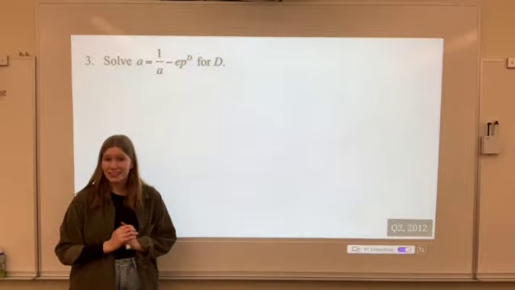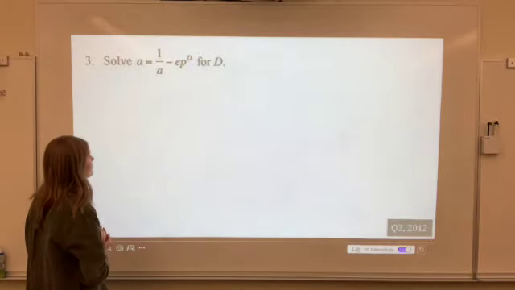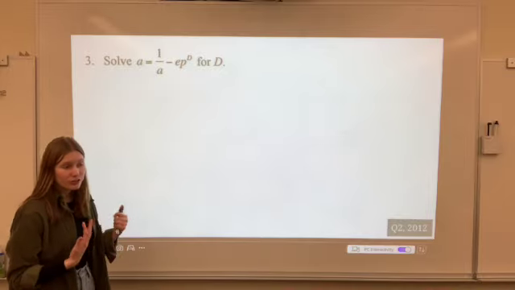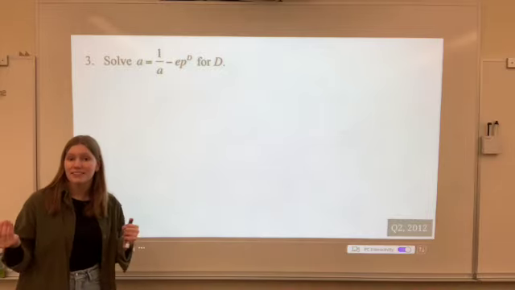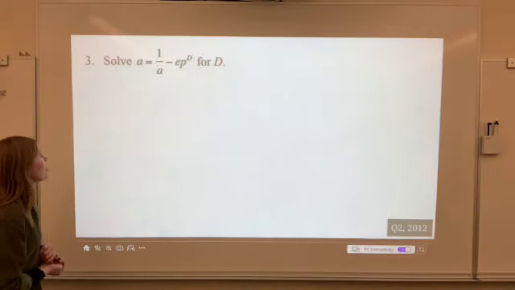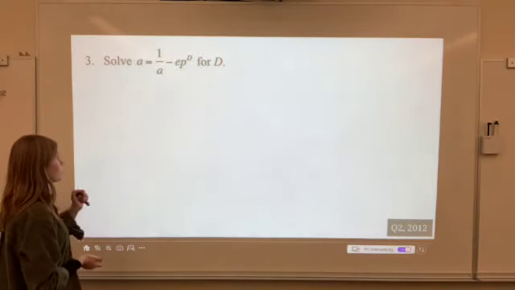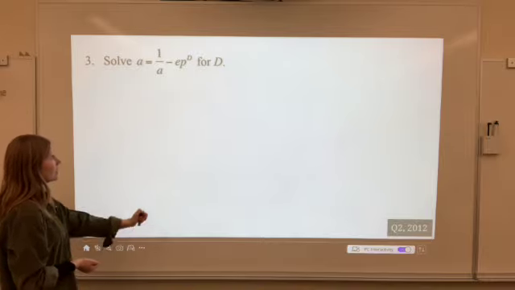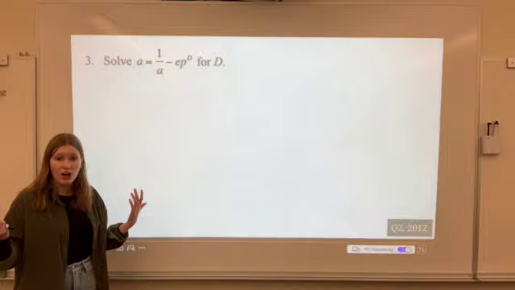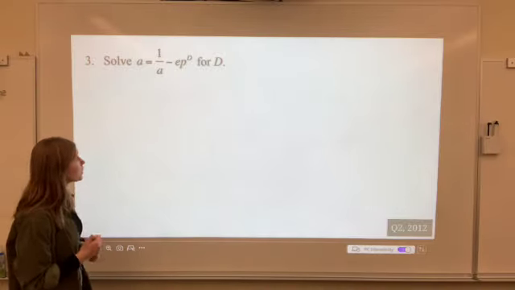Alright, let's move on. Alright, moving on. This problem is actually pretty interesting. It actually incorporates some knowledge that you should have from another topic that is on this meet, so convenient. Alright, solve a is equal to 1 over a minus e times p to the d power. Alright, so since we're solving for d, let's just work backwards.